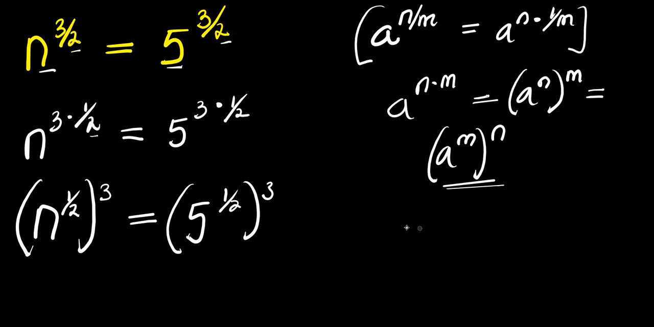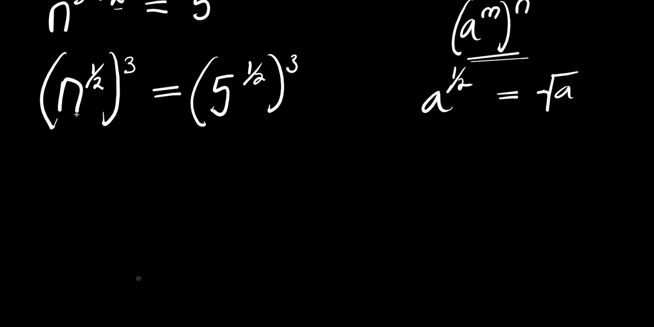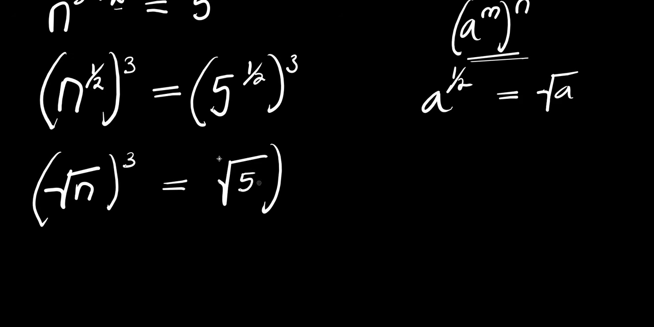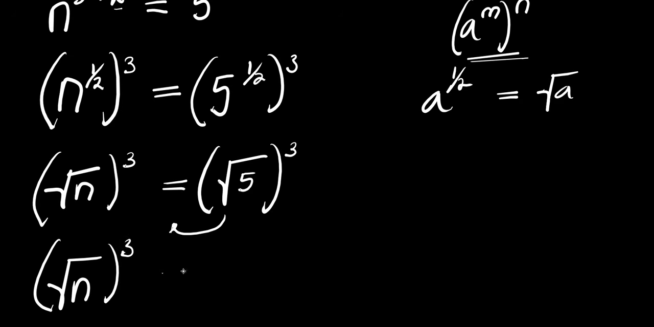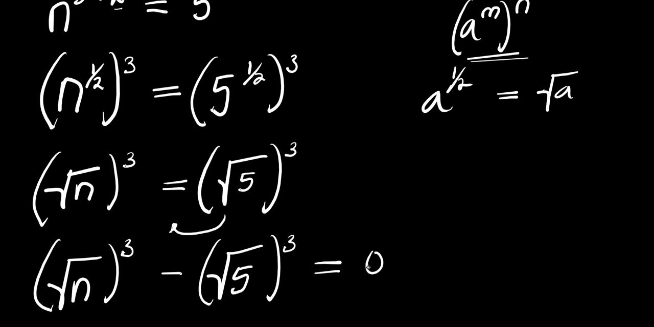Now, also, if you have a power 1 over 2, this is the same as writing square root of a. So n power 1 over 2 is the same as writing square root of n to the power of 3 equals, this is square root of 5 to the power of 3. Let's move this over here. We have square root of n to the power of 3 minus square root of 5 to the power of 3 equals 0.